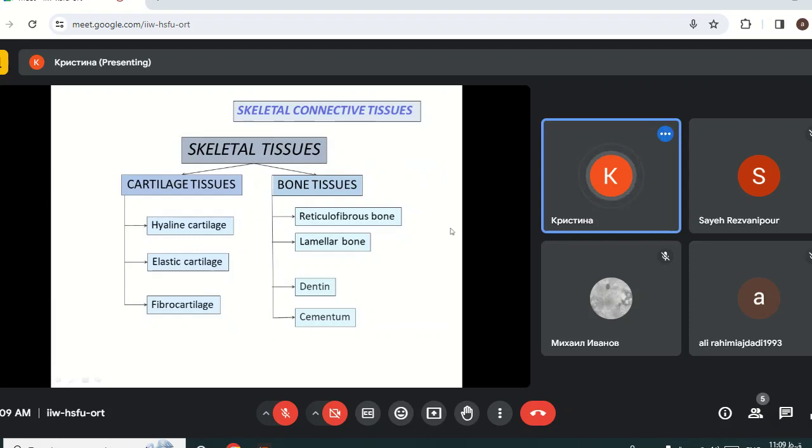Bone tissues combine four types of tissues, which are reticulofibrous bone tissue, lamellar bone tissue, dentin, and cementum. Dentin and cementum are the tissues of tooth, and we will discuss these types of bone tissues when we will discuss the structure of teeth. Now we will discuss these first two types of bone tissues, reticular fibrous and lamellar bone.